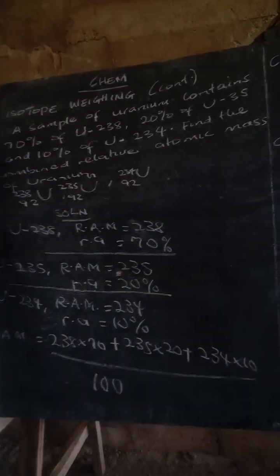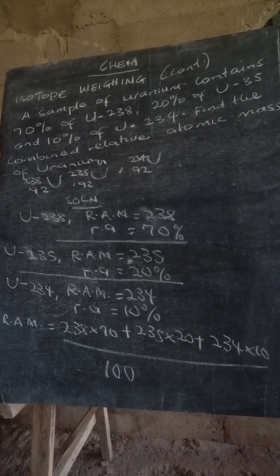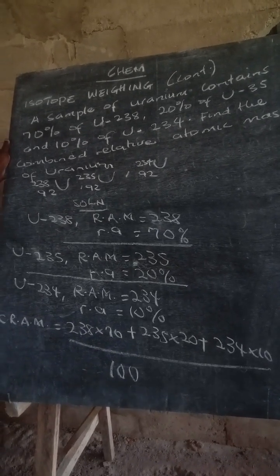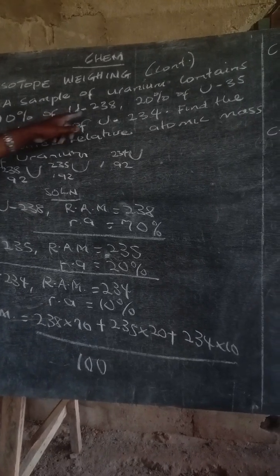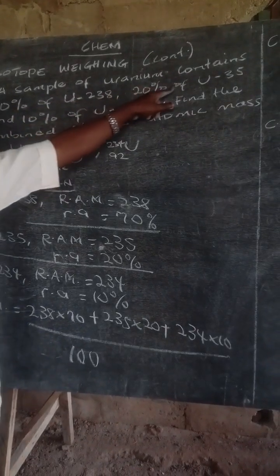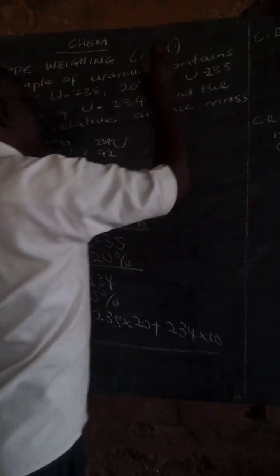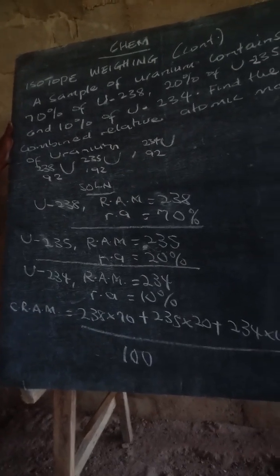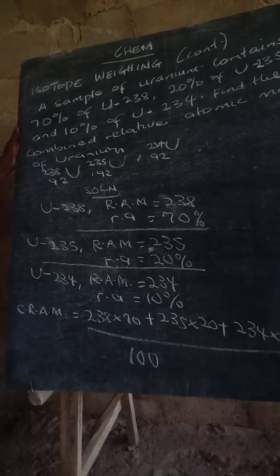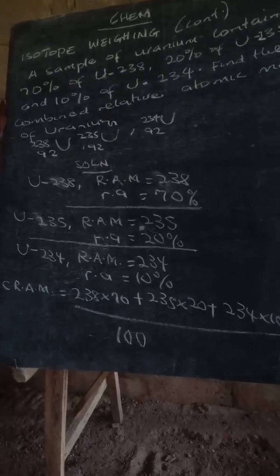So a sample, here is the challenge: a sample of uranium contains 70% uranium-238, 20% uranium-235, and 10% uranium-234. Find the combined relative atomic mass of uranium. We cannot pick 238 alone, we cannot pick 235 alone, and we cannot pick 234 alone. Are you following me now? We have to find a compromise number that we will choose as the relative atomic mass.